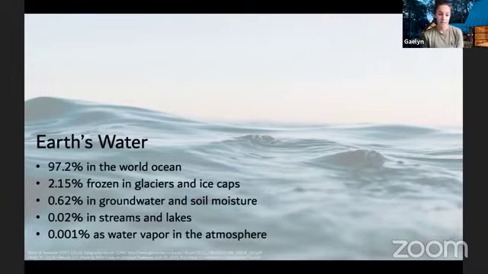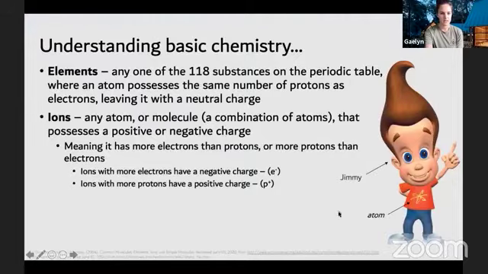So 97% is going to be salt water. And what does that mean? What does it mean to have salts in water? Are we specifically talking about table salt, like what you put on your French fries? No, that is just one type of salt that would be in water. Salt water is made up of several different things called ions. So we have to start from the basics.